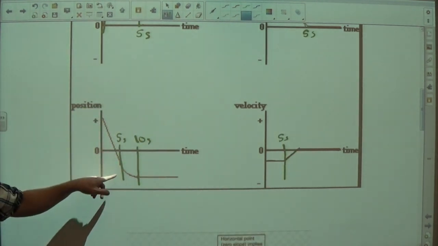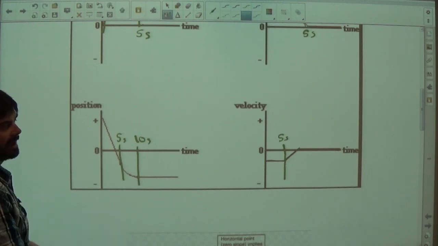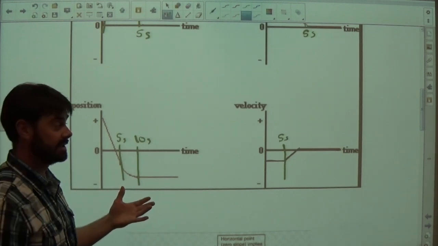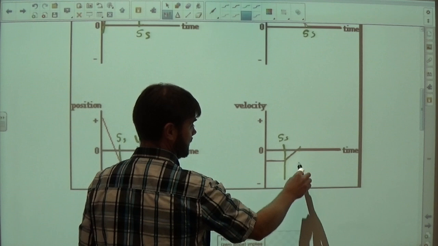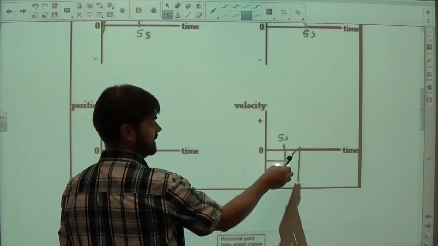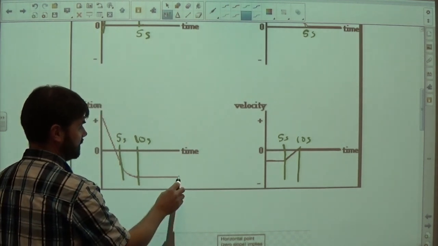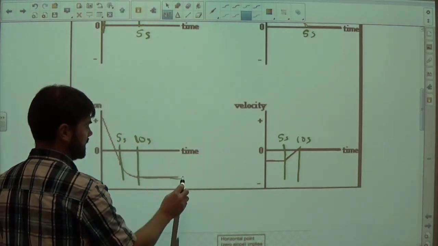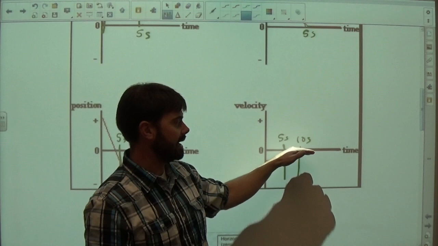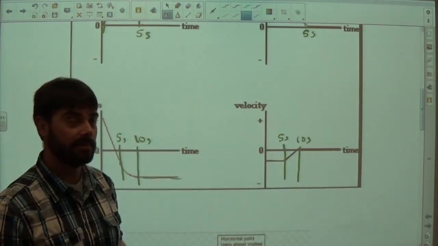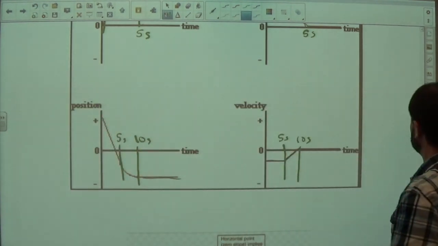And then over the next 5 seconds, this is producing a curved line, which is showing a change in velocity, which is represented here by the changing velocity, so it shows the slope. There's your 10-second mark. And then the long flat line here is just showing no velocity, and if you look in the velocity graph, that actually goes to 0 also.